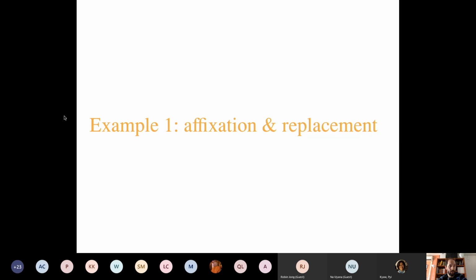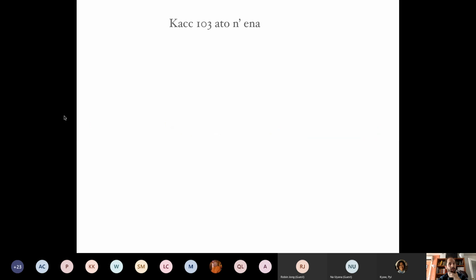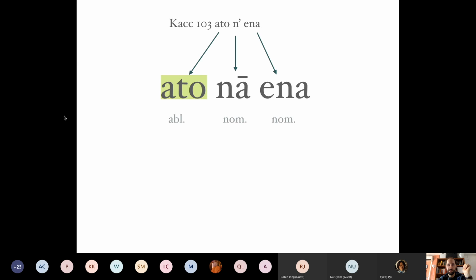Now, before we end, we are going to see some examples. The first example includes affixation and replacement. It's Kaccāyana 103, to nena. So I think unless you are familiar with the grammar, this doesn't mean anything. But perhaps some of you already recognize that ena looks very much like the ending of an instrumental singular, and then you will be right. Na, you can see the way I have edited it, you can see that there is something missing. So indeed, this something missing is na, which is the default vibhatti for instrumental singular.